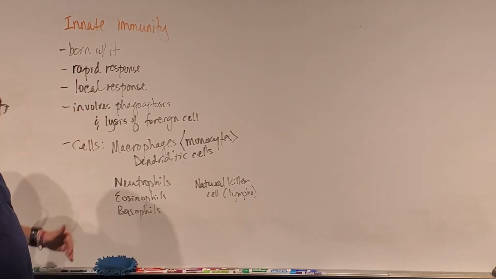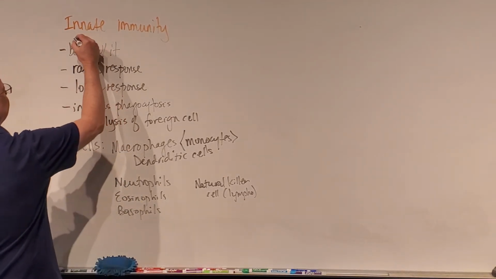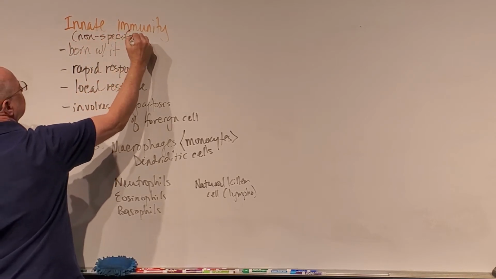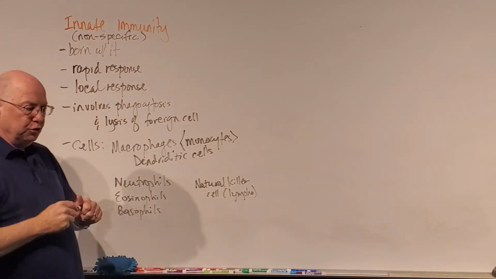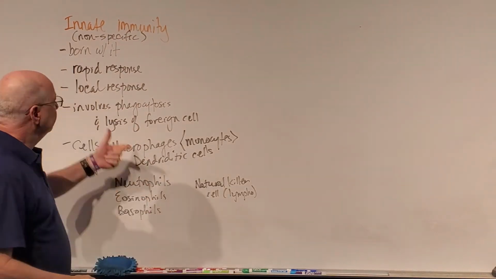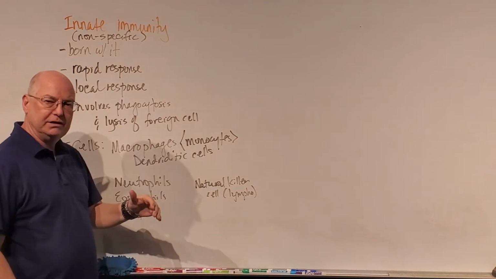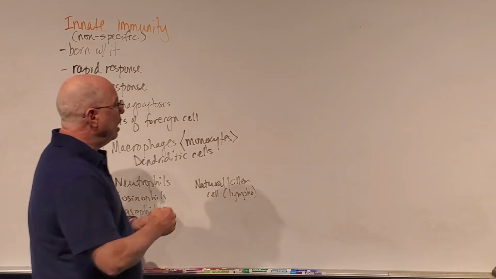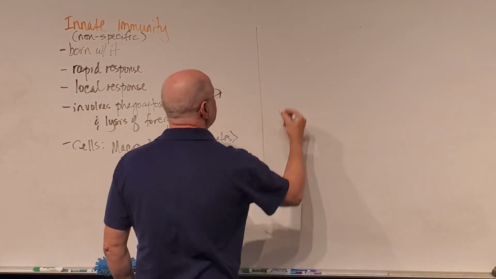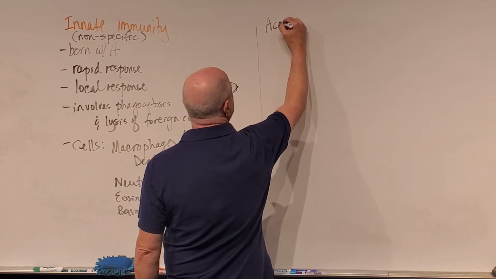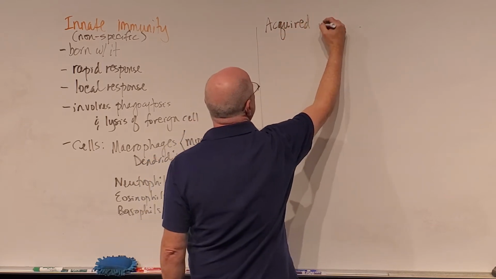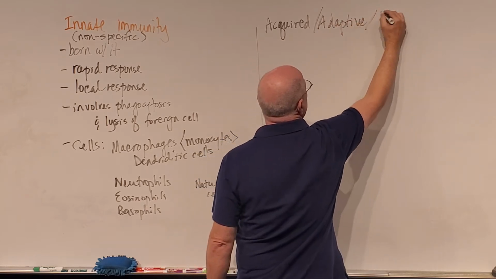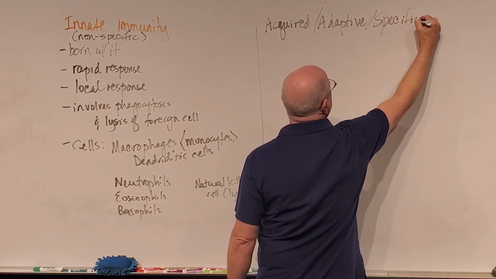We call that innate immunity. Innate immunity, by the way, is also called non-specific immunity. You're born with it, innate, inborn. It's non-specific. It doesn't matter what the invader is, these cells will attack it and wipe it out. The opposite of that is the one that we want to talk about today, which goes by three different names. It's called acquired immunity, it's called adaptive immunity, and it used to be called the specific immune system.